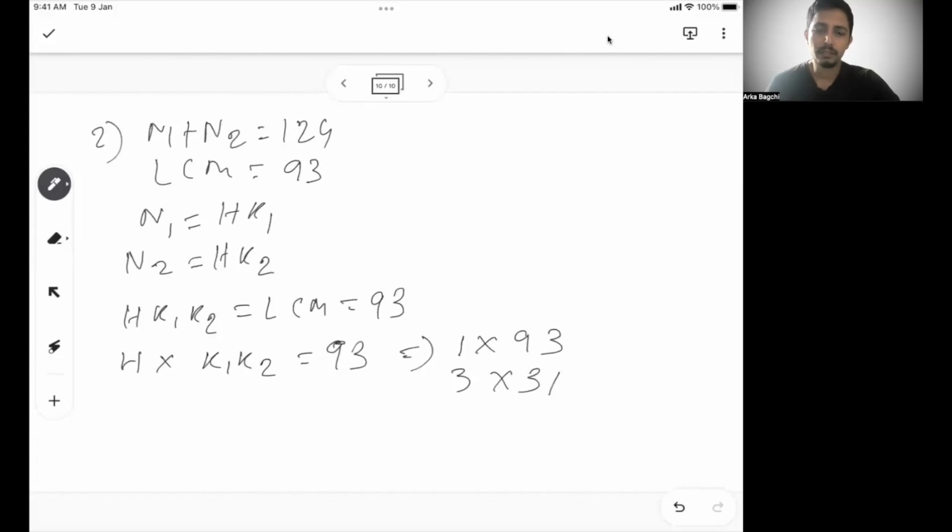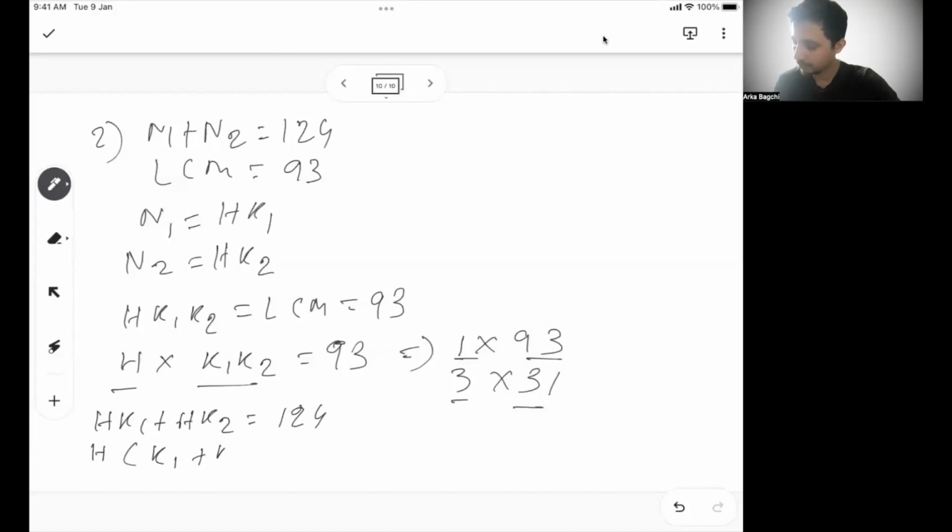So there is a possibility that H and K1, K2 become 1 and 93 or 3 and 31. Okay. We also know HK1 plus HK2 is 124. So we can say H into K1 plus K2 is 124.